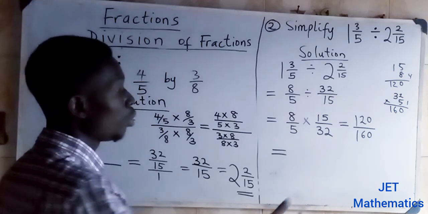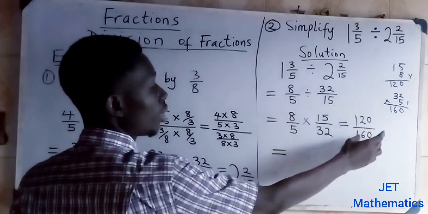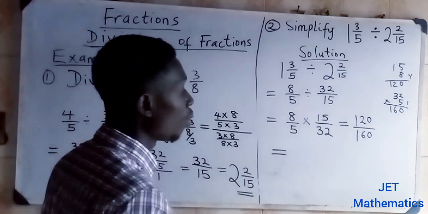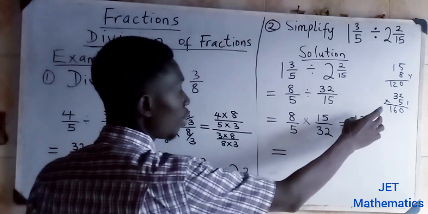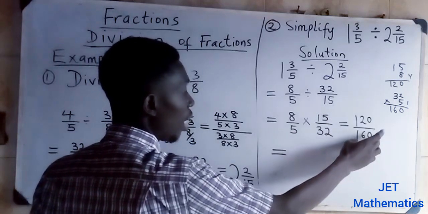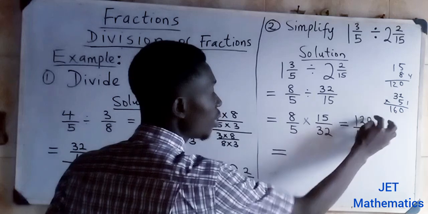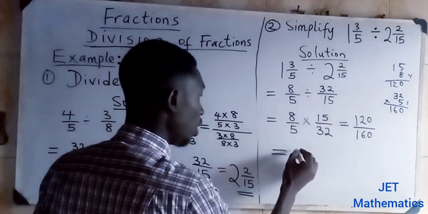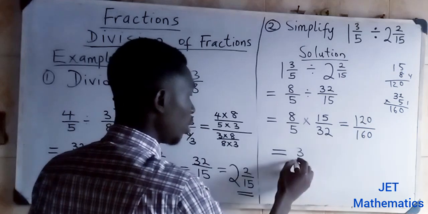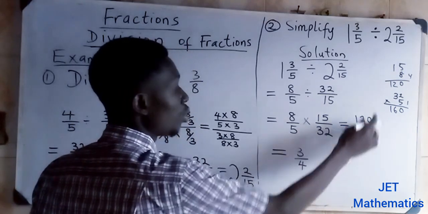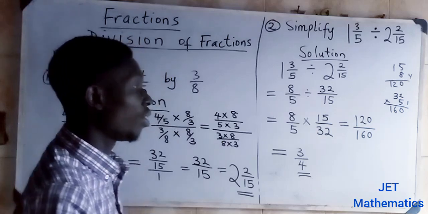We know 10 is common to both of them. 10 is a factor of 120. 10 also is a factor of 160. Then 4 also is a factor of 120. And 4 also is a factor of 160. So I'll say 40. 120 divided by 40 is 3. And 160 divided by 40 is 4. So reducing this to its lowest term, you have 3 over 4.